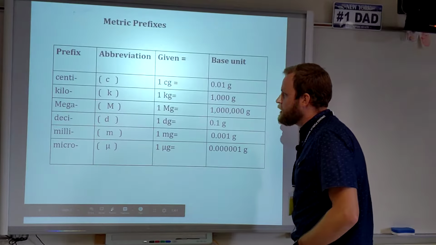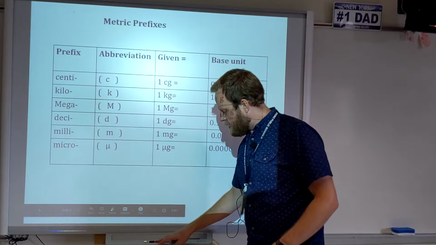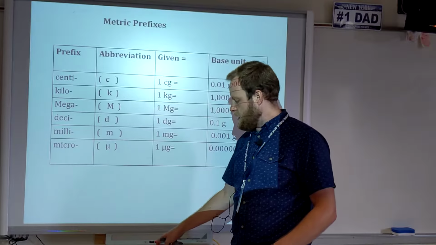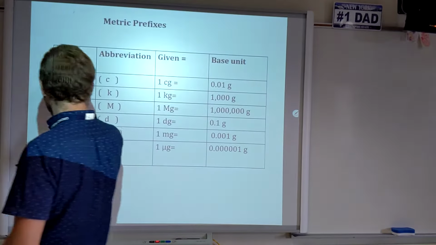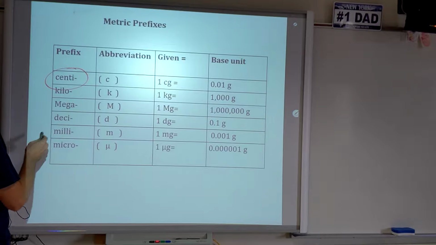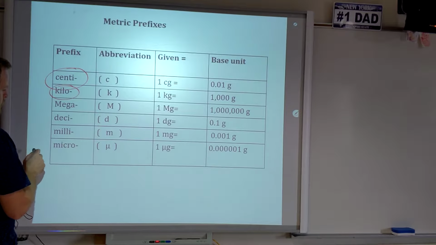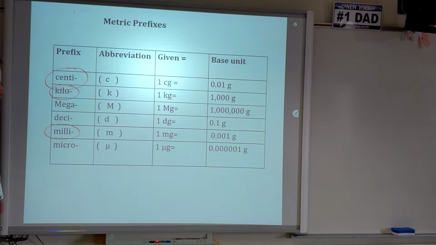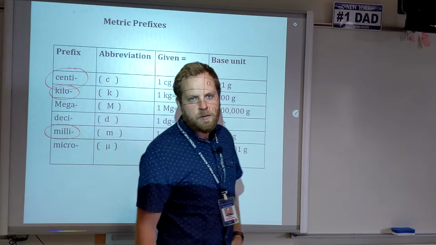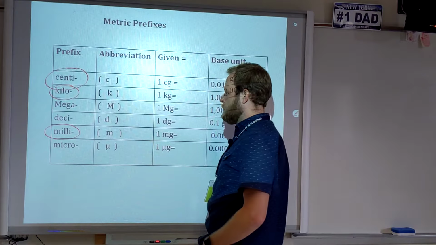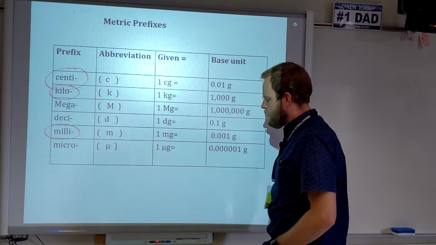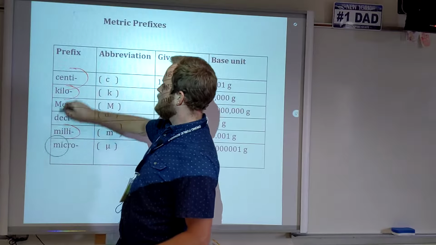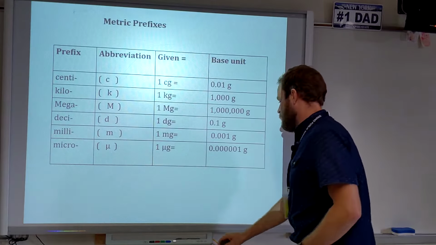So hopefully this works. These are all the metric prefixes that we're going to use. You do need to have some of them memorized, not all of them. So make sure you memorize centi, memorize kilo, and memorize milli. You might see the other ones, but those don't have to be memorized because I can remind you of them. But these are the big three that are used most often in chemistry, so you should do your best to have those memorized.